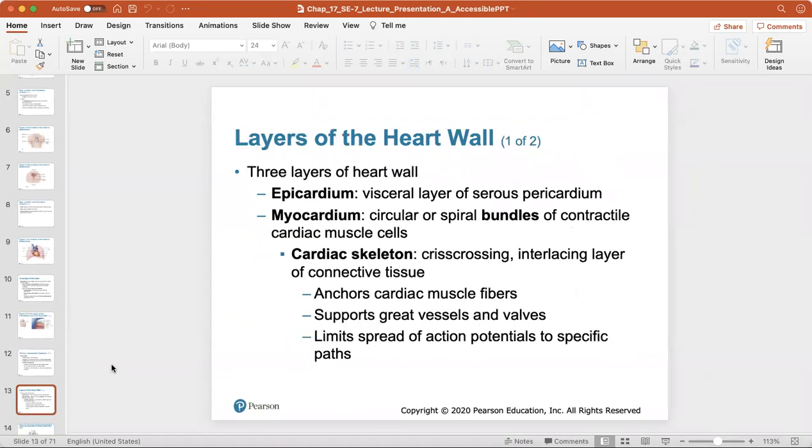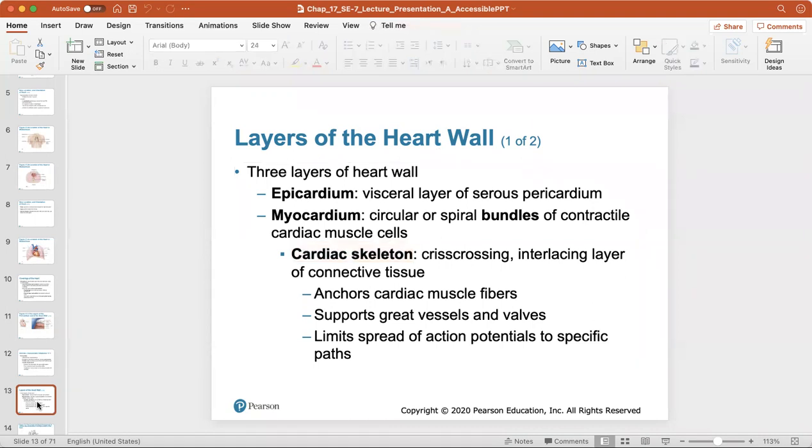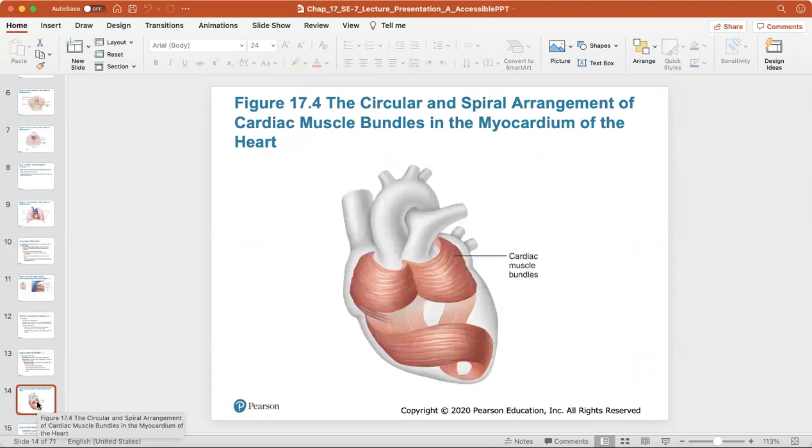Here are the three layers of the heart wall. The epicardium is the visceral layer. The myocardium will be the cardiac muscle cells. And the cardiac skeleton is what we describe as the crisscrossing, interlacing layer of connective tissue to help anchor the cardiac muscle fibers. It supports your great vessels, which are your pulmonary artery and your aortic artery, and all the valves to help limit the spread of action potentials to specific paths so that everything contracts as a unit in the cardiac muscle cells. So here's a look at the circular and spiral arrangement of the cardiac muscle bundles.